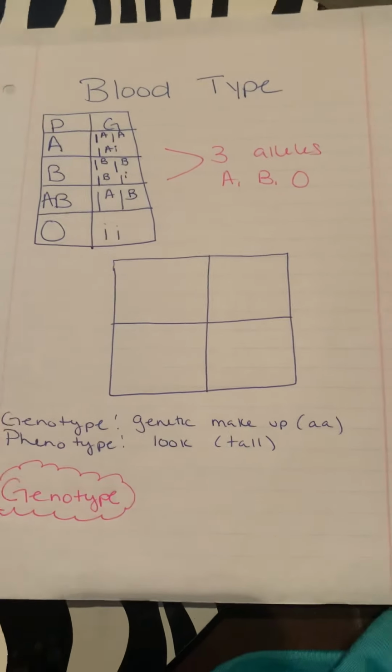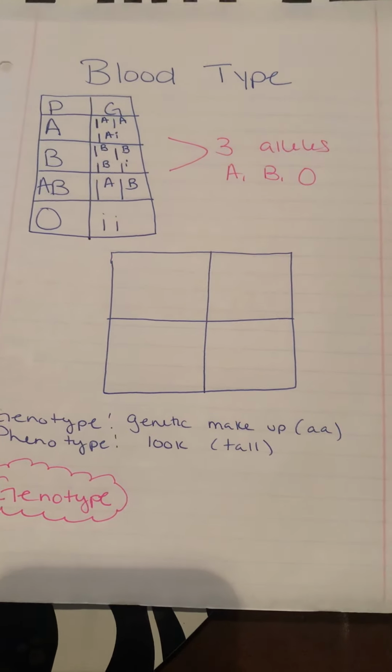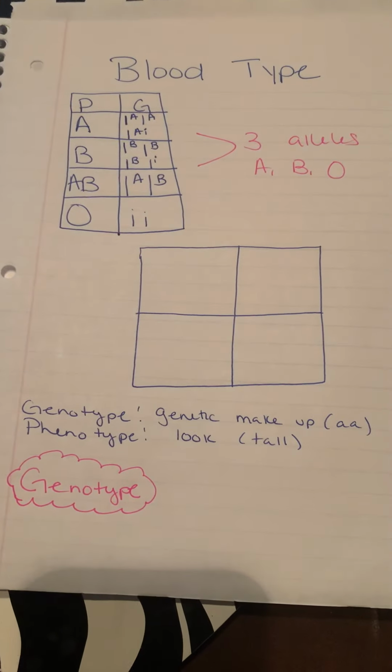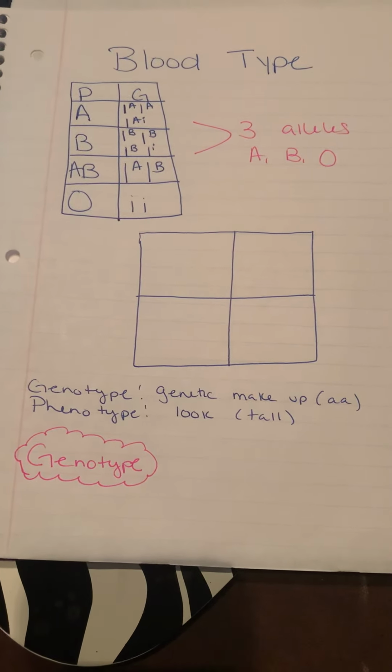Okay, we have reached our final topic for this Nearpod. So we are closing out with human blood type. So per usual, we want to go ahead and grab our notebook or a sheet of paper and something to write with.